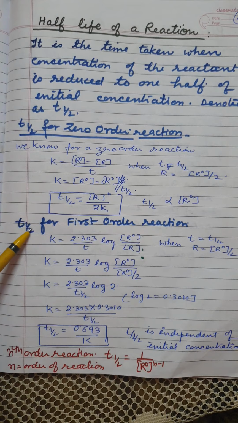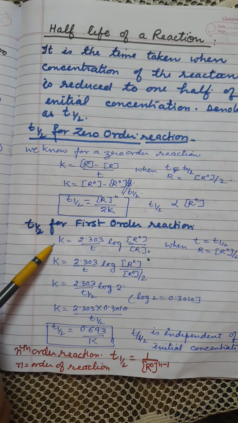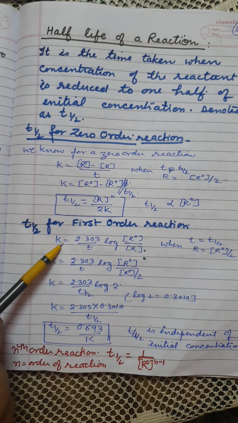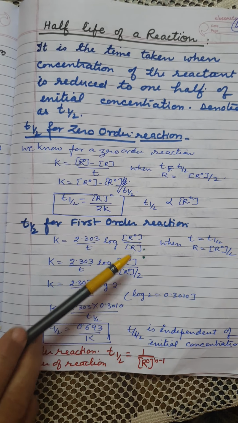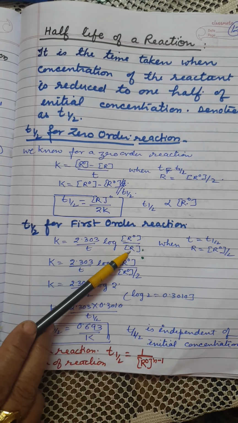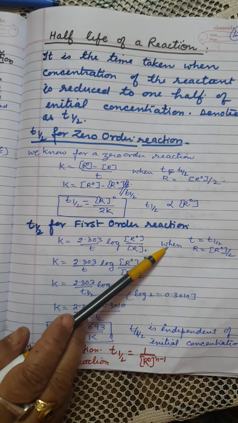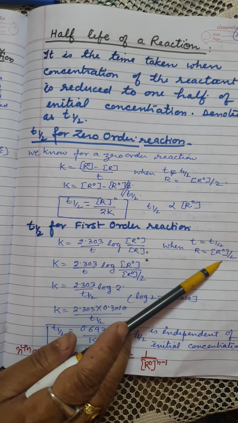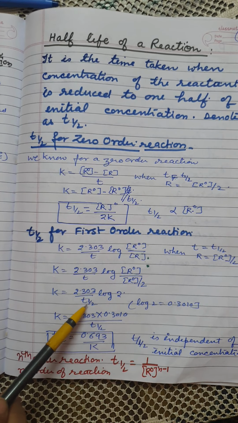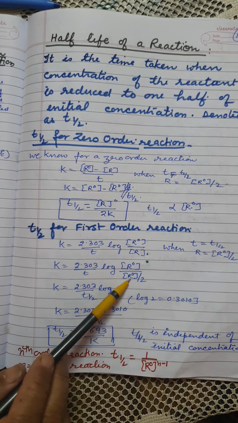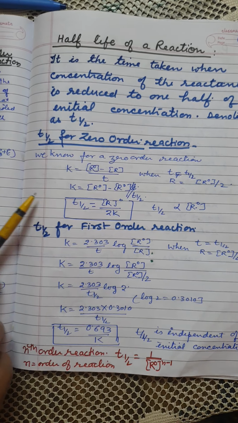Now coming to the T half for a first order reaction. As we know, the integrated rate equation for first order reaction can be written as K is equal to 2.303 upon T log R0 upon R. Again, R is the concentration at time T, R0 is the initial concentration. Now, when T is equal to T half, R will be R0 by 2. Putting the value, we will get K is equal to 2.303 upon T half log R0 upon R0 by 2. R0 cancels. We will get K is equal to 2.303 upon T half log 2.